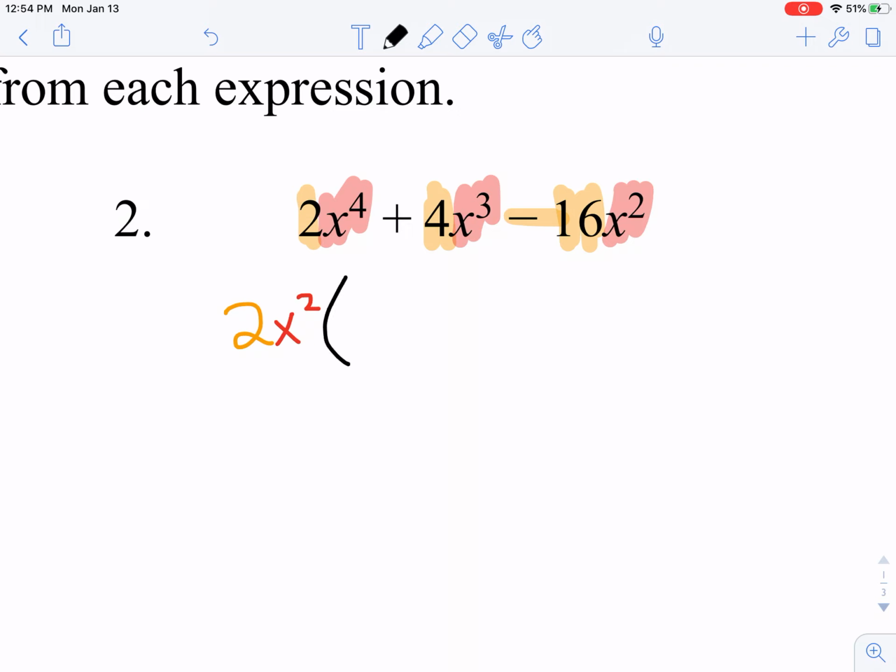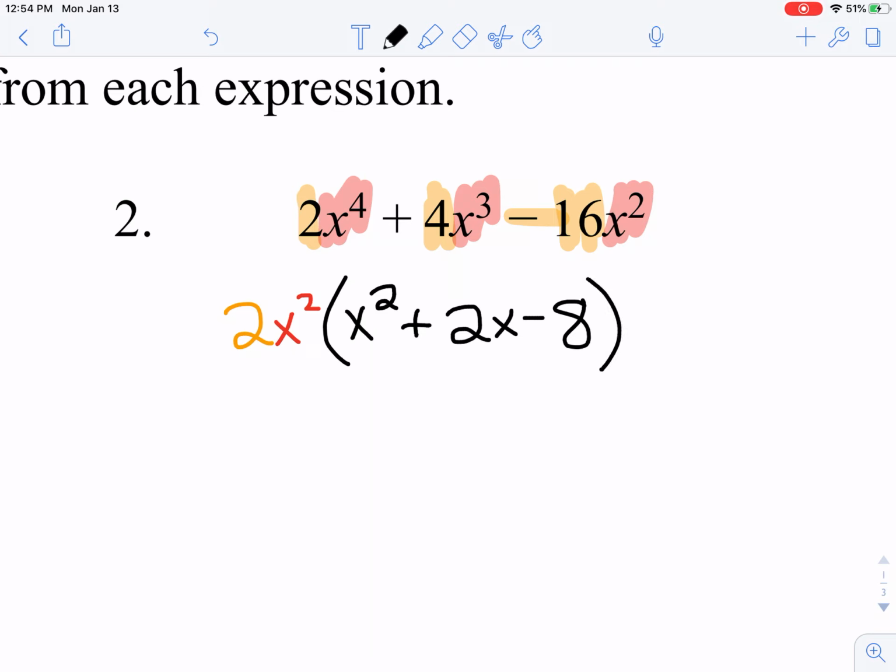If I take a 2x squared out of my first term, that 2 goes away, and if I take an x squared out of x to the 4th, I'm left with an x squared. For my second term, if I divide that 4 by 2, I'm left with a 2, and if I divide an x cubed by the x squared that I took out, I'm left with an x. For our last term, negative 16x squared, if I divide negative 16 by 2, I have a negative 8, and if I divide that x squared by the x squared that I took out, I'm left with just 1.